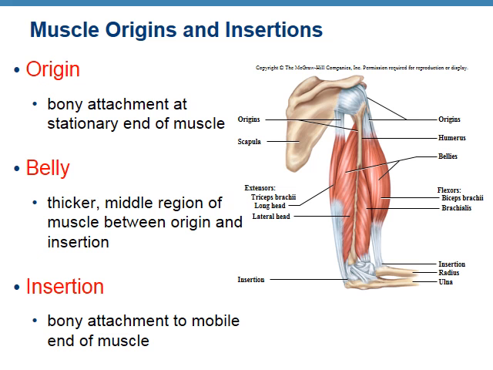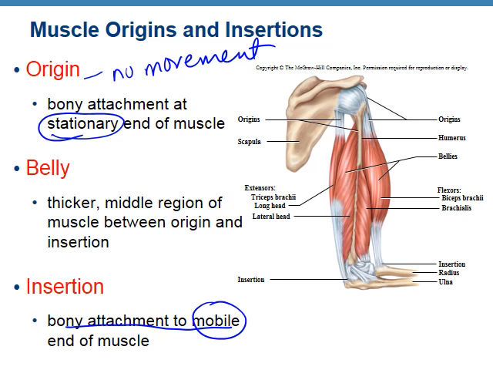Before we move on, let's just get the basic definitions for origin, insertion, and belly. So the origin is the bony attachment at the stationary end. So that's important. This is the end that does not move. So no movement. The insertion is the bony attachment to the mobile end, or the movement. So this is where we allow movement. And then the belly is the thick middle region.